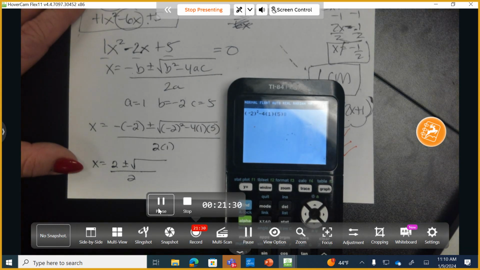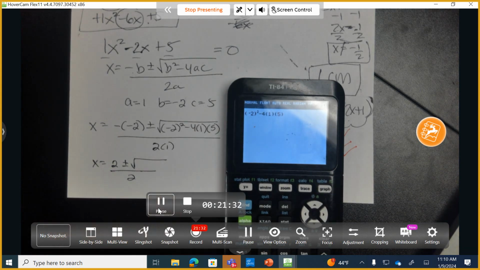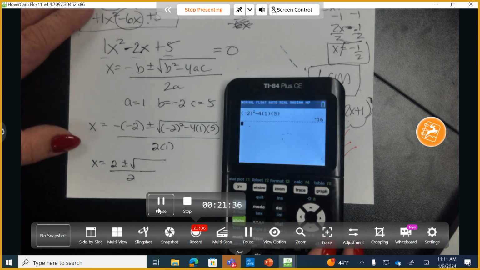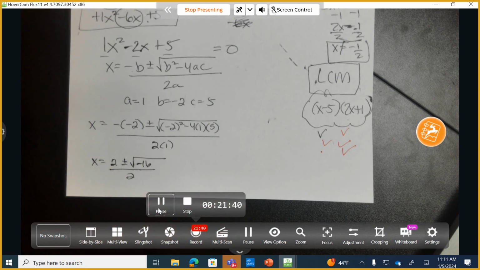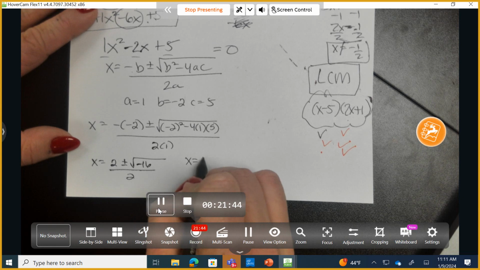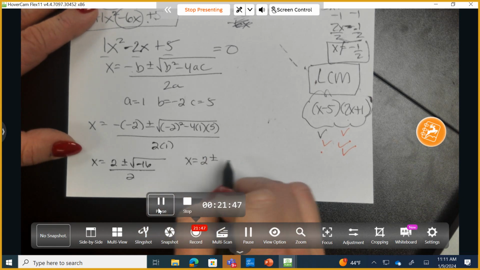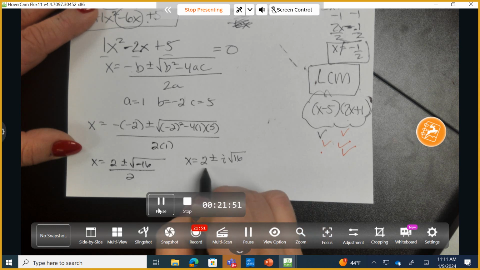Make sure that negative 2 as we figure out the discriminant, or the value underneath the radical, is put in parentheses or you will get the wrong answer. So we have a negative 16. Now we've learned about this. Can we take the square root of a negative, anybody? We can't. So if anybody remembers from way back in like October and November, the negative sign comes outside as an i, and now the square root of 16 is 4.